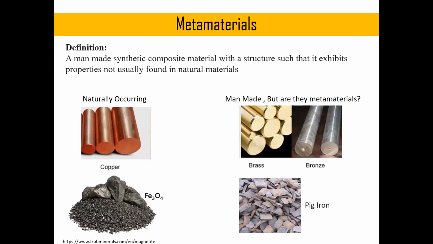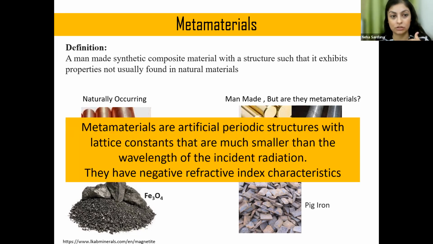So if we go back in history, the definition of metamaterial was a man-made synthetic composite material with a structure that it exhibits properties which are not found in nature. So by that, all metallurgists are metamaterial engineers. So naturally occurring, you find copper, you find iron oxide, and we as man, we made brass, we made bronze, we made pig iron. So these must be the metamaterials. Yes, these were defined as metamaterials till a century back, but now the definition of metamaterials has changed.